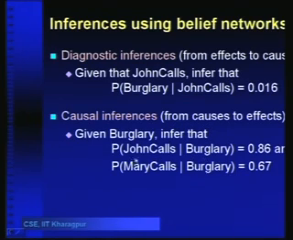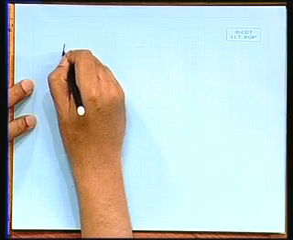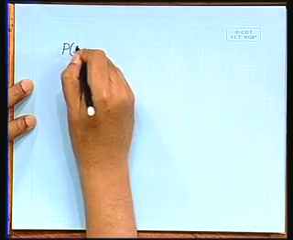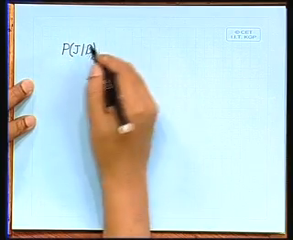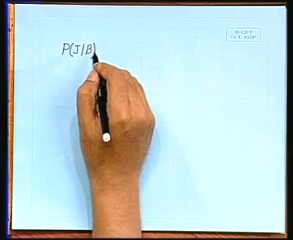So, suppose we want to compute P John calls given burglary and P Mary calls given burglary, right. So, these we shall find in the right shape. Only thing is that John calls does not directly depend on burglary, right. It depends on whether the alarm has gone off or not. So, if you look at P J given B, now see previously we computed P B given J, now we are looking at P J given B. So, this is a causal inference.